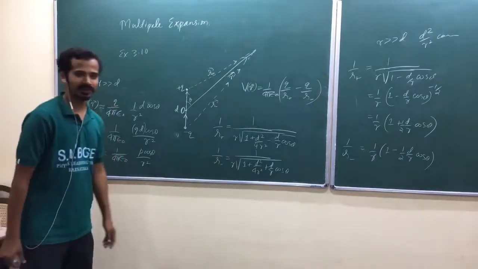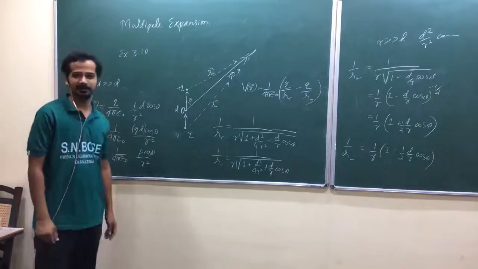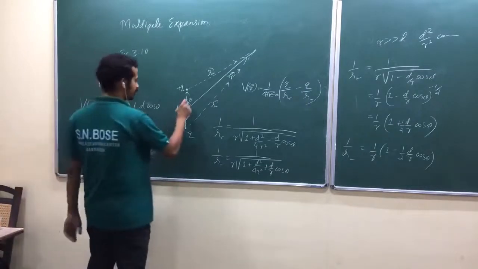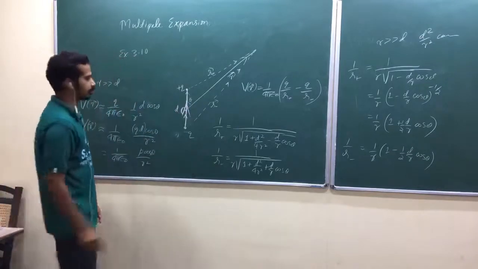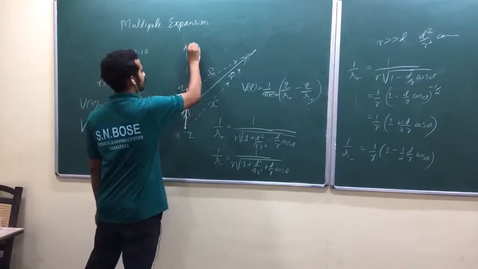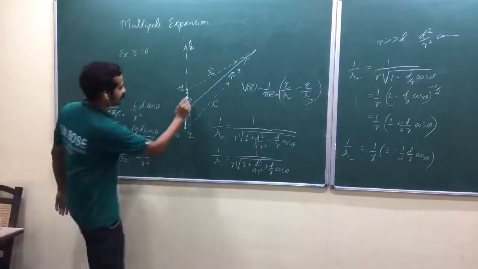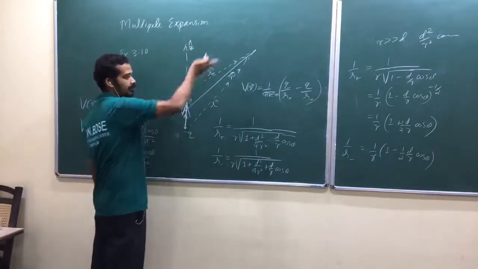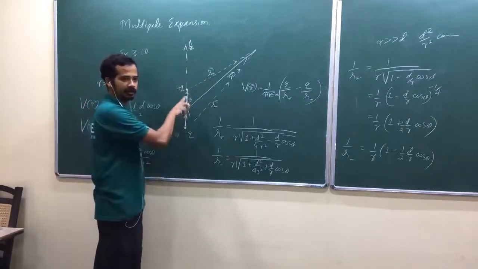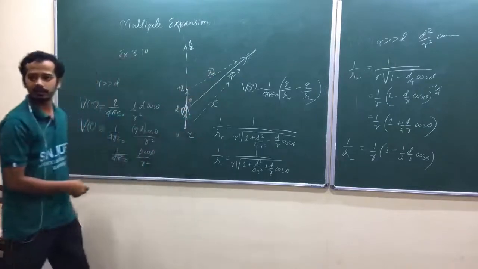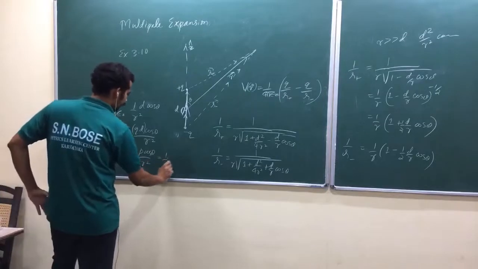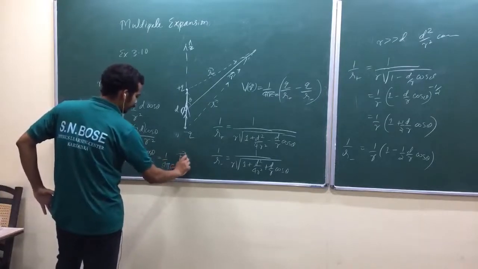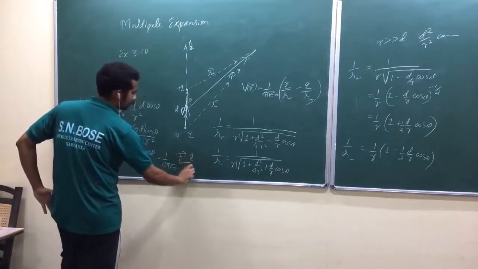Negative to positive, not in the direction of the electric field. The dipole moment is in this direction. So if I take this as Z cap, this angle is theta. Am I right? This is your position vector. Then you can write this as 1 by 4 pi epsilon naught, P vector dot Z cap divided by r square also.